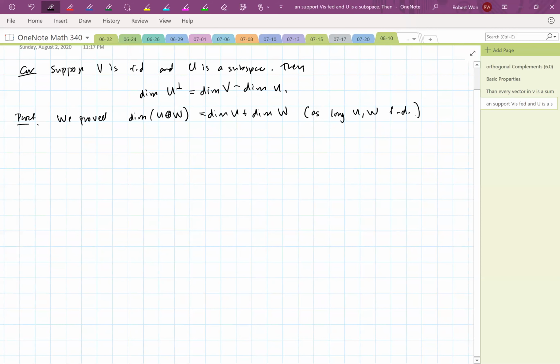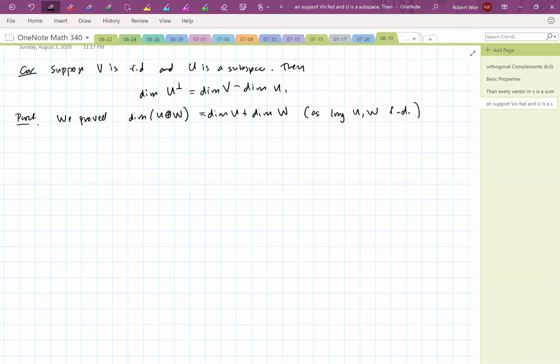And so since we assume that V is finite dimensional, that means that every subspace is finite dimensional. So U and U perp both have finite dimension. And then we just proved that U plus U perp is equal to V, which means that their dimensions need to sum up to the dimension of V.